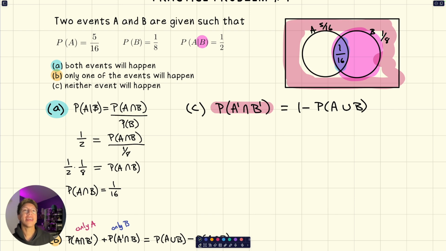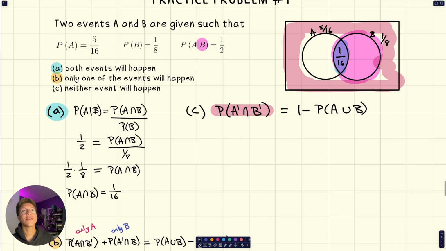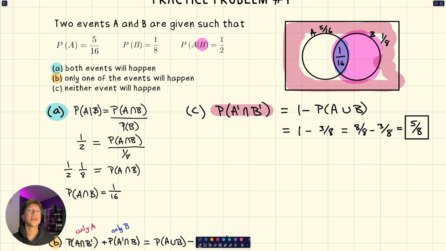So we calculated A union B down here, and we said A union B is 3/8. So to solve this one is really quick. We just say 1 minus 3/8. And doing that, we get 8/8 minus 3/8 is equal to 5/8. And that is our final answer for part C. And that brings us to the end of this question. So that's our part C.